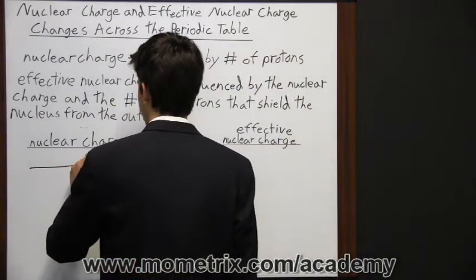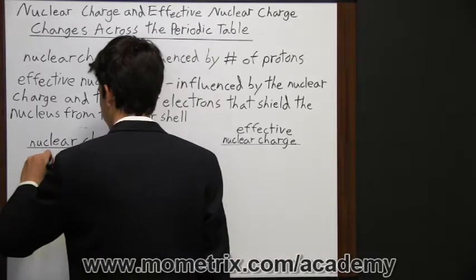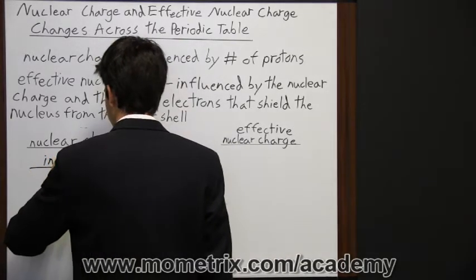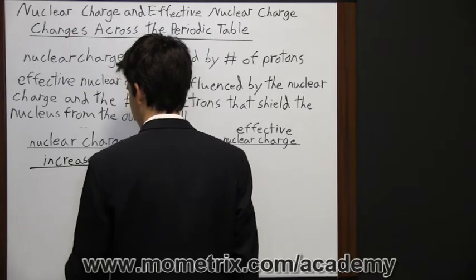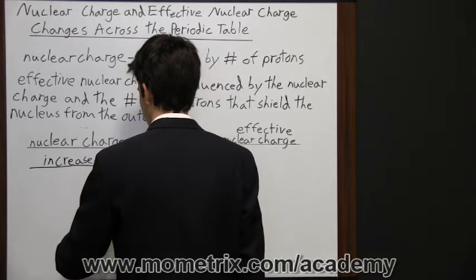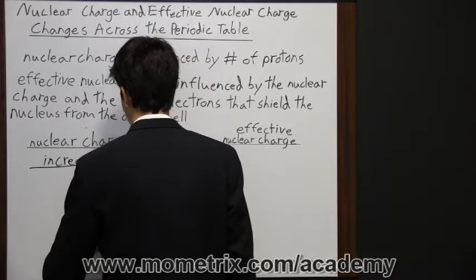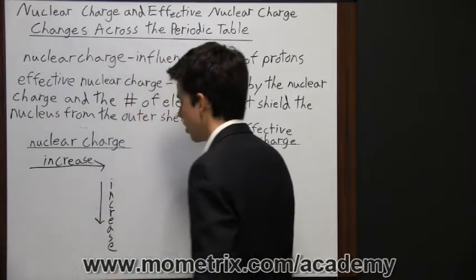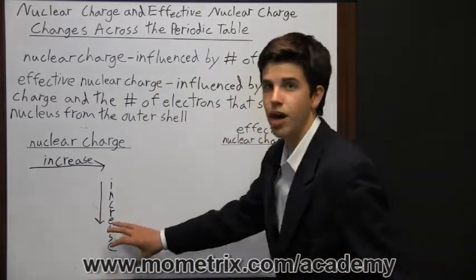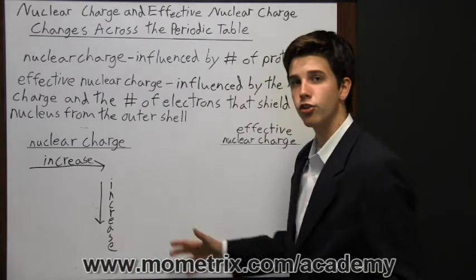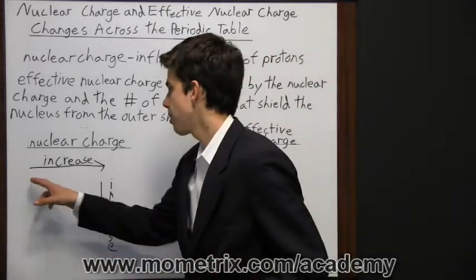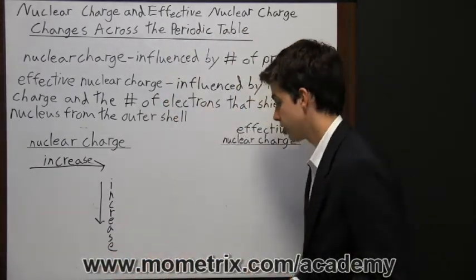As you move to the right of the periodic table, nuclear charge is going to increase. And as you move down the periodic table, the nuclear charge is also going to increase. So when you get towards the bottom right corner of the periodic table, the nuclear charge is going to be very strong. If you're at the top left, the nuclear charge is going to be pretty small.